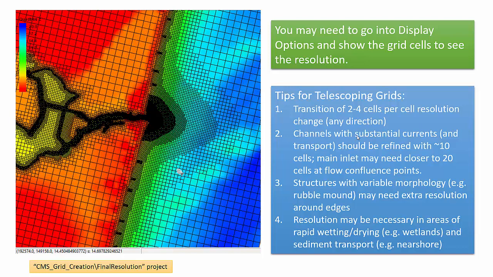Structures with variable morphology, so rubble mound jetties and breakwaters and things like that. You need to have resolution surrounding that defined area, and so just keep that in mind. And areas that would wet and dry pretty quickly, or with sediment transport movement, just be cognizant of those areas and make sure that they're resolved as well.